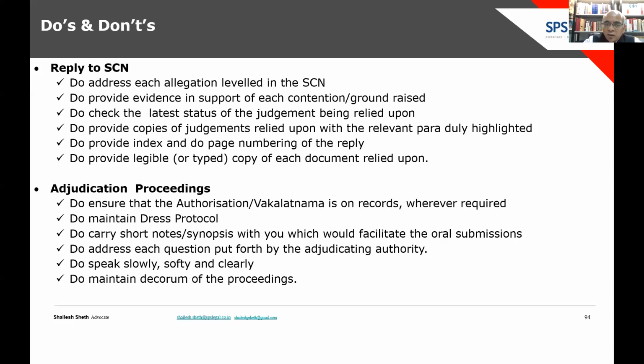Always speak slowly, softly, and clearly. Browbeating or speaking at the top of your voice never will get you far. Absolutely not. It will only spoil the atmosphere. Maintain the decorum of the proceedings.